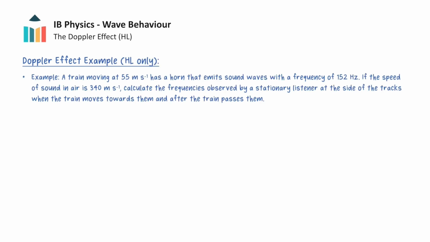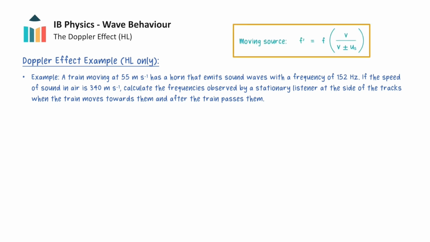Let's now consider some numerical examples. In this first example, we want to calculate the frequencies observed by a stationary listener from a moving train, so this requires us to use the moving source Doppler equation. When the train approaches the listener, we expect a larger frequency, and this is achieved by subtracting the source velocity to make the denominator smaller.